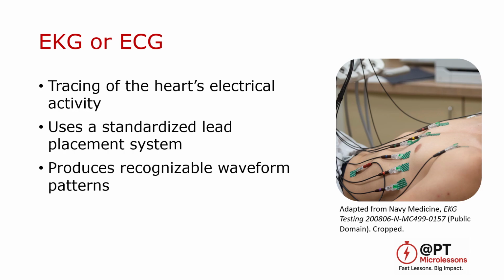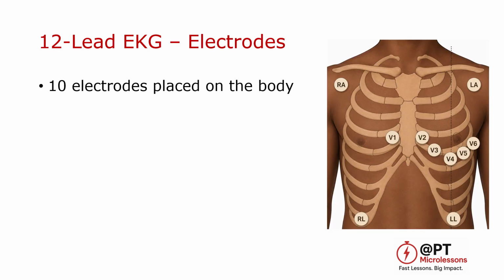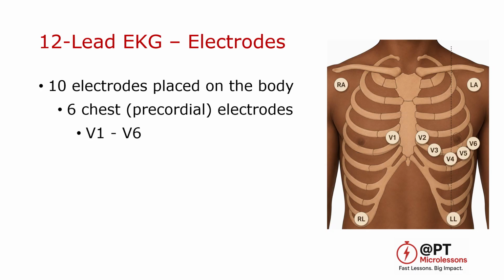For this lesson, we will focus on the 12-lead EKG because it is more comprehensive and commonly used for diagnostic interpretation. A 12-lead EKG gives us a more complete picture of the heart. Although it's called a 12-lead EKG, it actually uses 10 electrodes placed on the body. 6 of these are chest or precordial electrodes, which provide a horizontal view of the heart. The other 4 are limb electrodes, which provide views in the frontal plane. Together, these electrodes generate 12 distinct views of the heart's electrical activity. This helps clinicians create a more complete picture of what's happening across different regions of the heart.